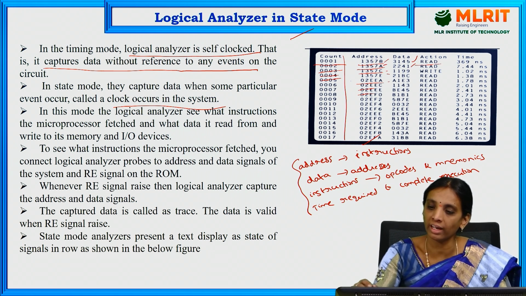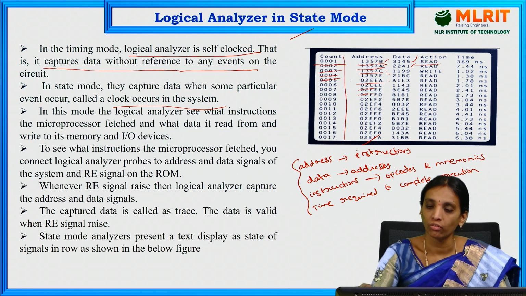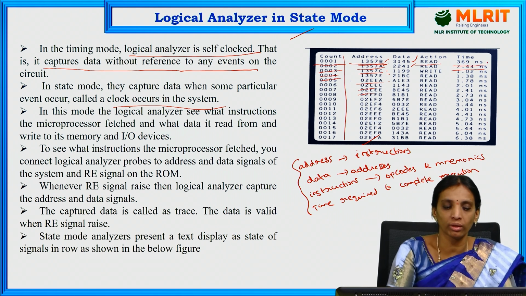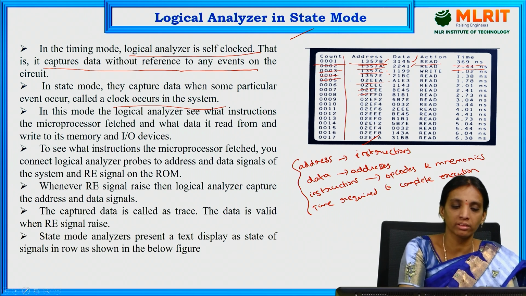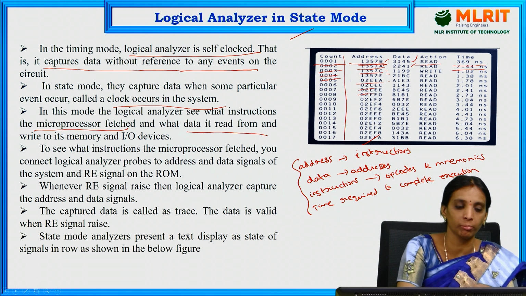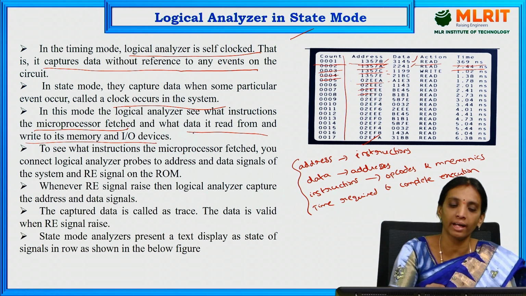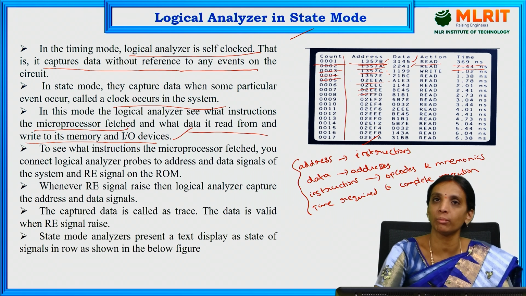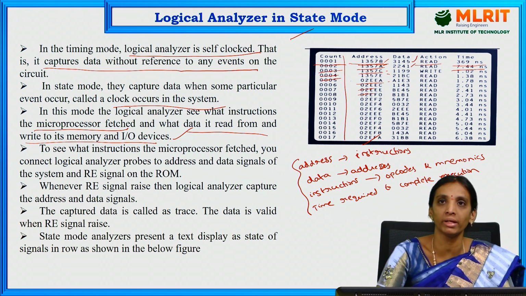This is the data which we have used at that particular address, and this is the action, meaning the instruction that is to be done by the processor at that particular address. Here is the time taken for that instruction to be executed. In this mode the logic analyzer shows what instructions the processor fetched and what data should be read from the memory and written to the memory and IO devices. The processor can take data from the memory or IO device, and in the same way the processor can send data to the memory or IO device.